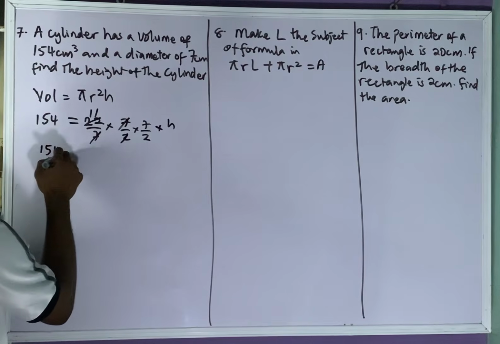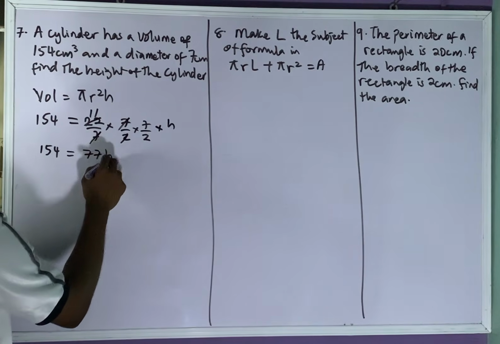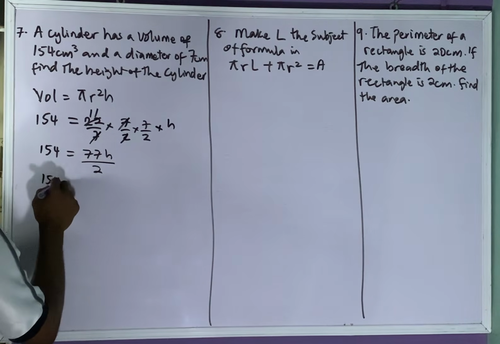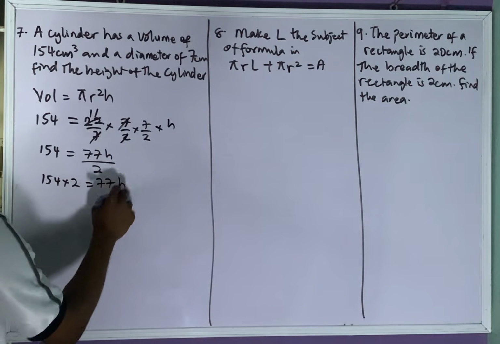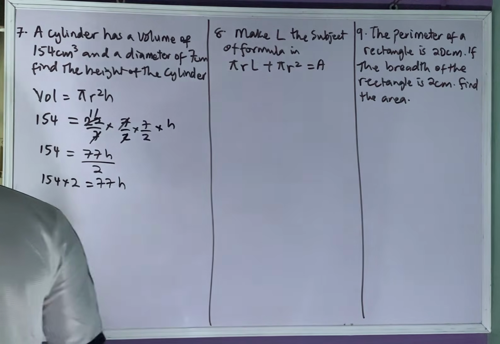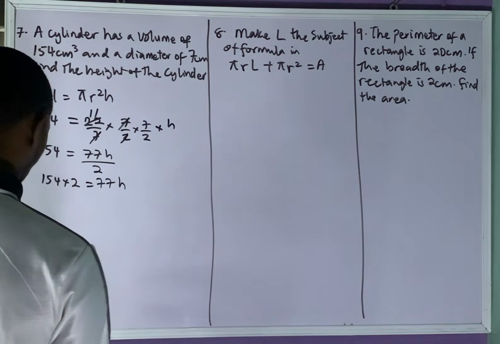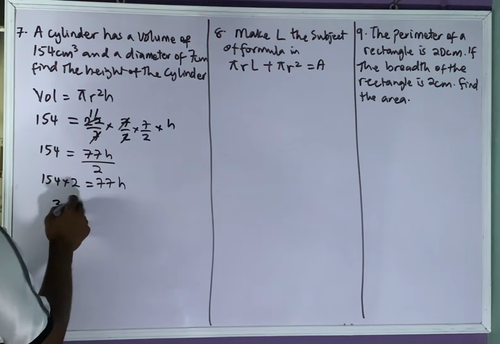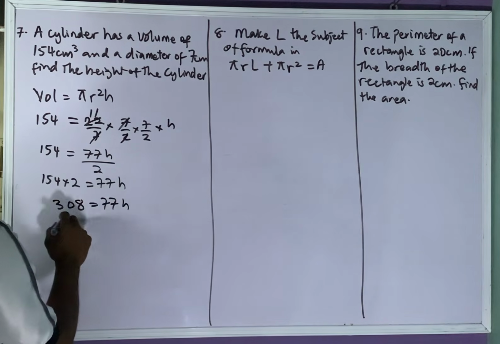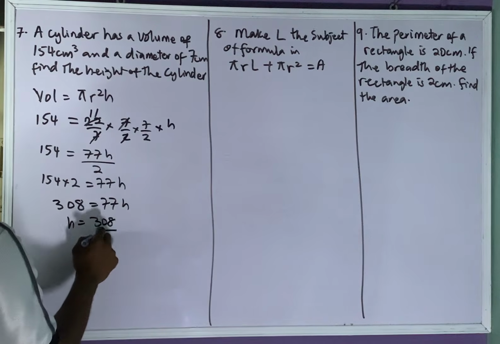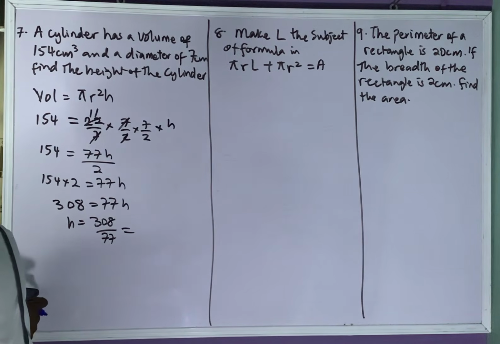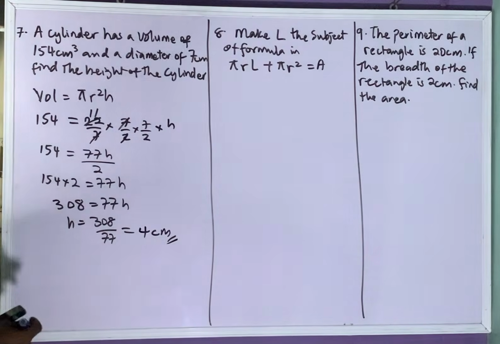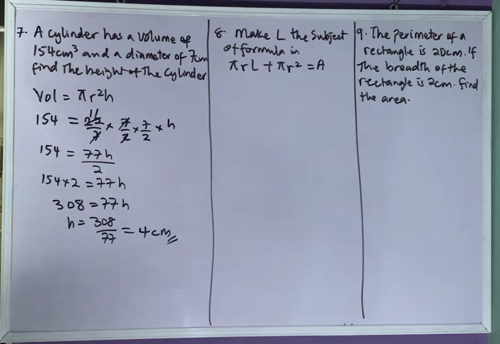So we have 154 equals 77h over 2. Alright, so cross multiply, we have 154 times 2 equals 77h. So 154 times 2 gives us 308 equals 77h. So h equals 308 over 77, which gives us 4 cm. So the height of the cylinder would be 4 centimeters.